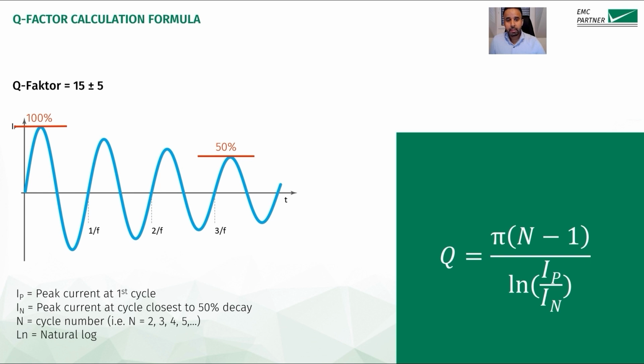IN is the peak current at the cycle closest to 50% of the first peak, as you can see on the slide. Stable systems are able to produce the 50% peak always at the same cycle, which makes the calculation much easier. And N is the number of cycles. Since the quality factor involves both positive and negative peaks of significant value regardless of the polarity of the first peak, there is no requirement to perform testing in both polarities. Either polarity is actually enough.